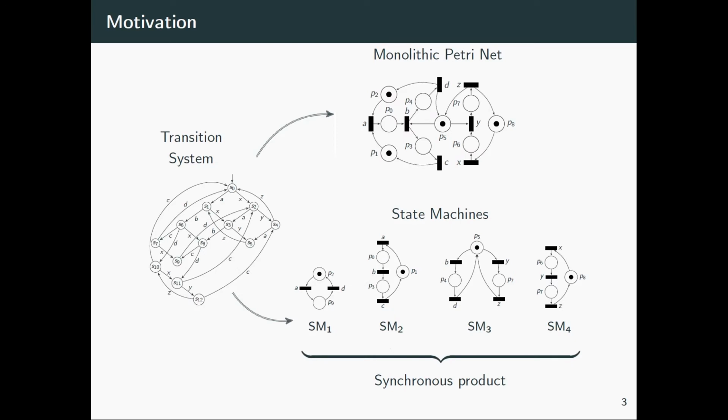Traditionally, given a transition system, a monolithic Petri net was produced. But this Petri net could be very big and intertwined. We want to extract small, structurally nice components.